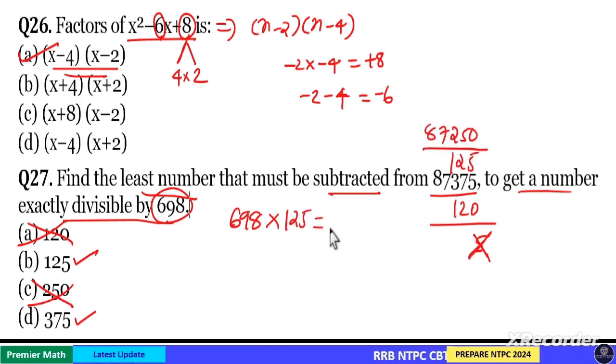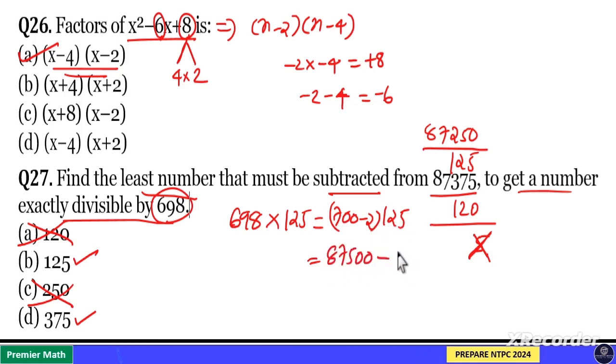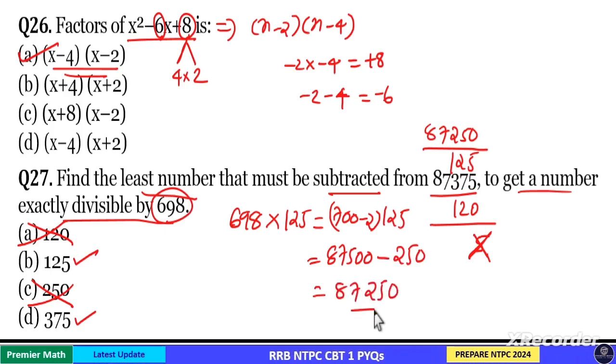Let's check. 698 into 125 is equal to (700 minus 2) into 125. 125 into 7 is equal to 700 plus 25 into 7. 25 into 7 is 175. So 87500 minus 125 into 2, which is 250. So this will give you 87250. So your answer is option B.